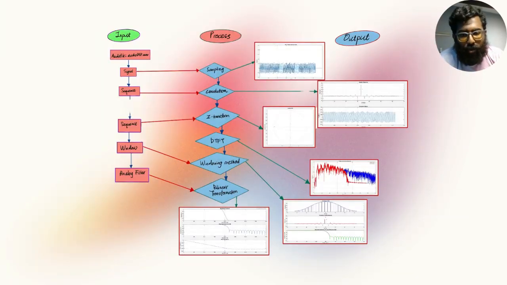Let's recap. For the overall processing of the signal, the input, which is the audio file, goes through 6 different processes and produces 6 different outputs from which we can analyze.